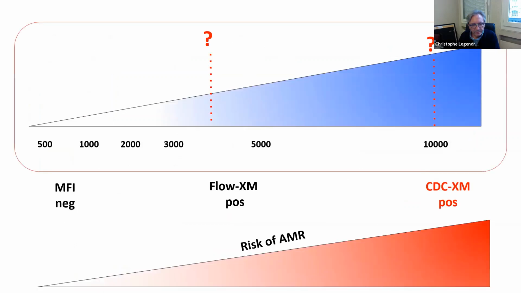Next one. Here you have the same representation that Aurel talked about. You have the risk of antibody-mediated rejection going up, with the level of antibodies starting at only a low MFI, then the flow cross-match becoming positive, and then the CDC cross-match becoming positive. But we don't know exactly. There is not a straight correlation between the level of DSA and the risk of antibody-mediated rejection. Next one.